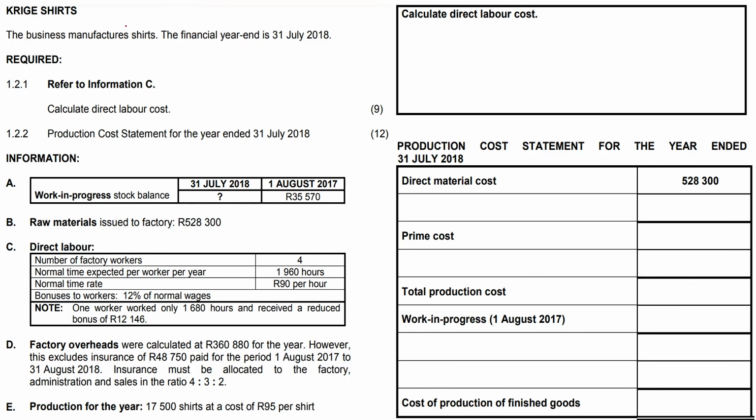Hello everybody, let us take a look at manufacturing. And our business here, Krige Shirts, manufactures, well, shirts. And the financial year end is 31 July 2018. Surprise, surprise, they manufacture shirts.